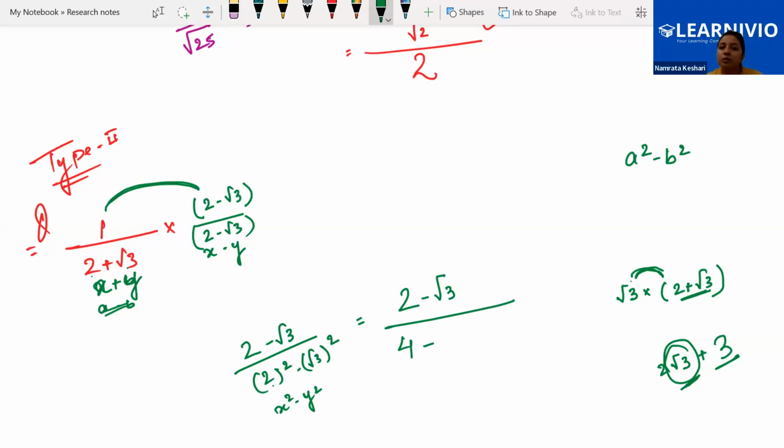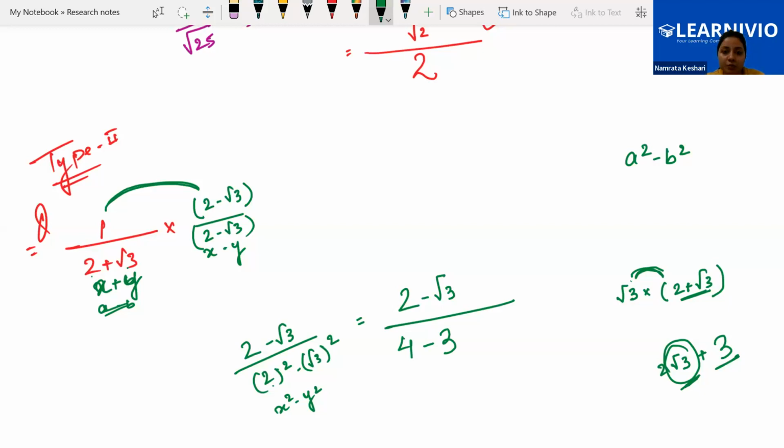minus root 3 square is what? Ma'am, 3. Only 3. Can you see? Yes, ma'am. We wanted to get rid of this square root from the denominator, and we just did that.